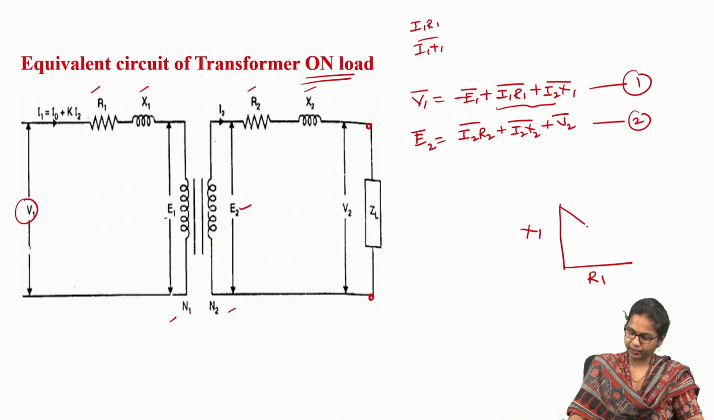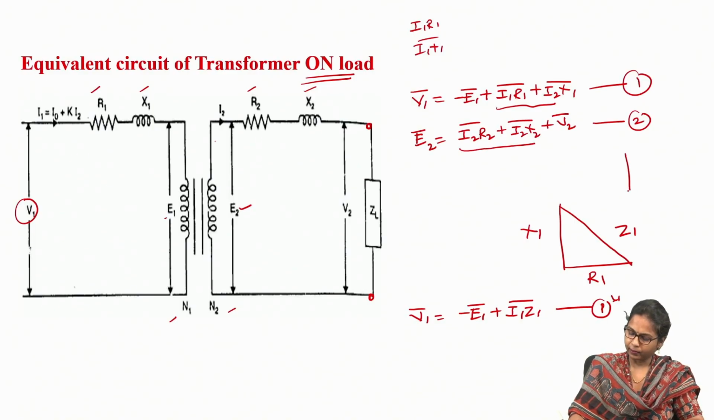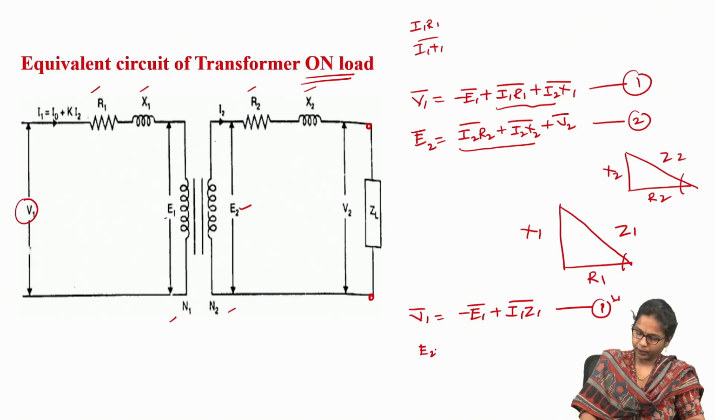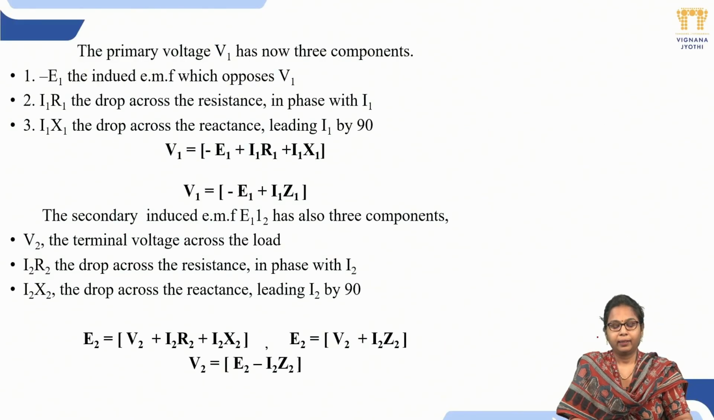And one more thing, using R1 and X1, this is an impedance triangle, so here we can consider this as Z1. So V1 is equal to minus E1 plus I1 Z1, and E2 is equal to V2 plus I2 Z2. In terms of impedance we have taken, right?